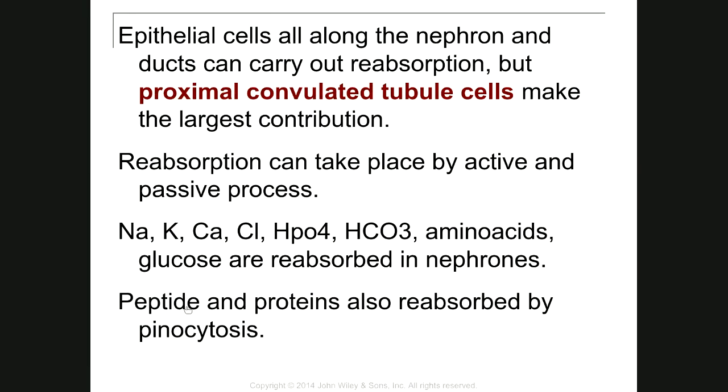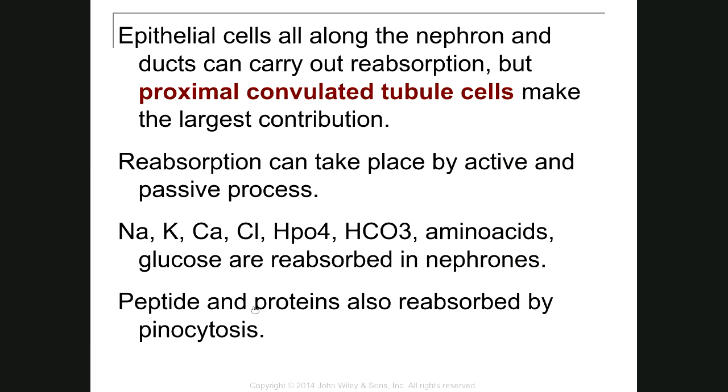Once fluid passes through the proximal convoluted tubule, the cells which are located in the distal portion of the renal tubule can fine-tune the reabsorption process and maintain homeostatic balances for water and the other ions.